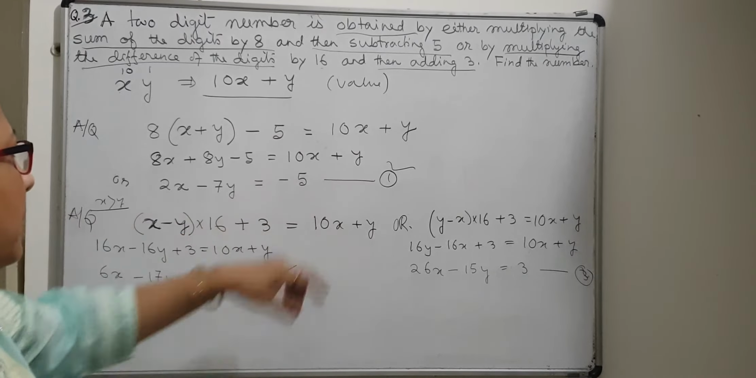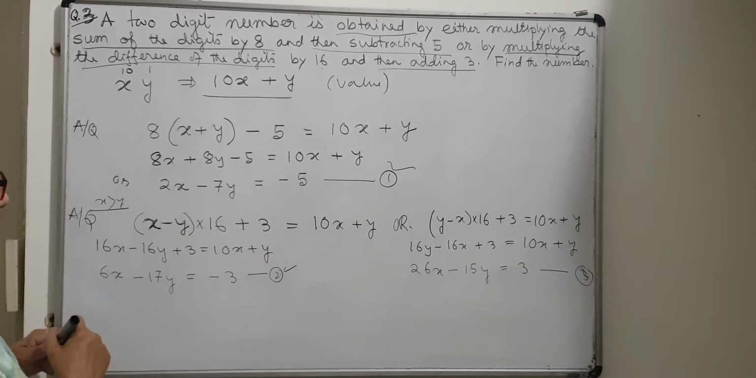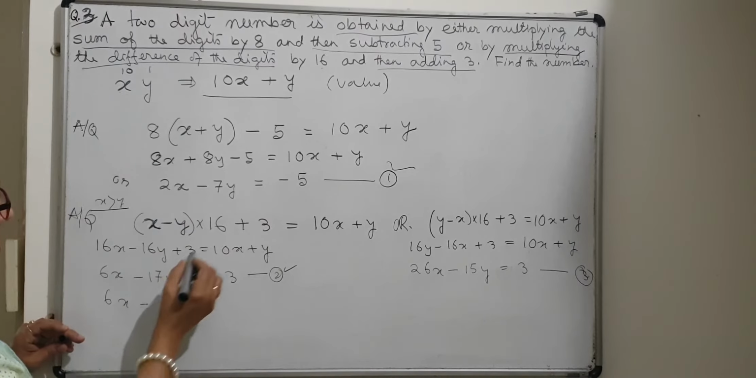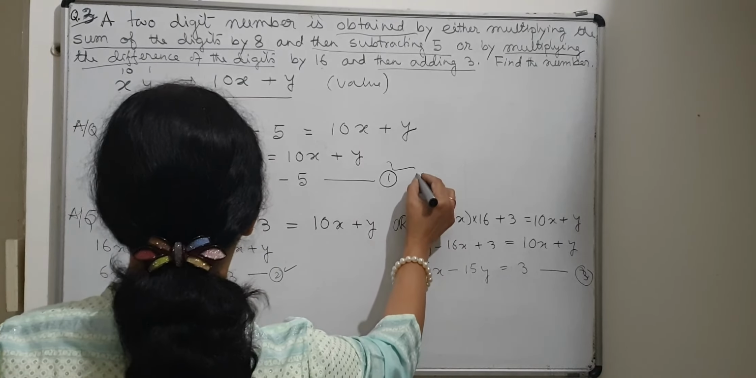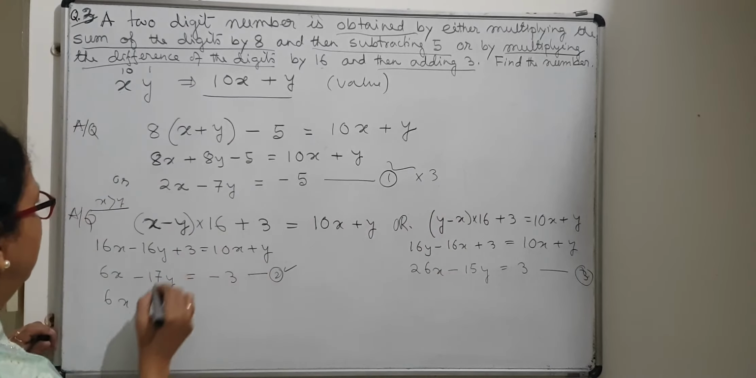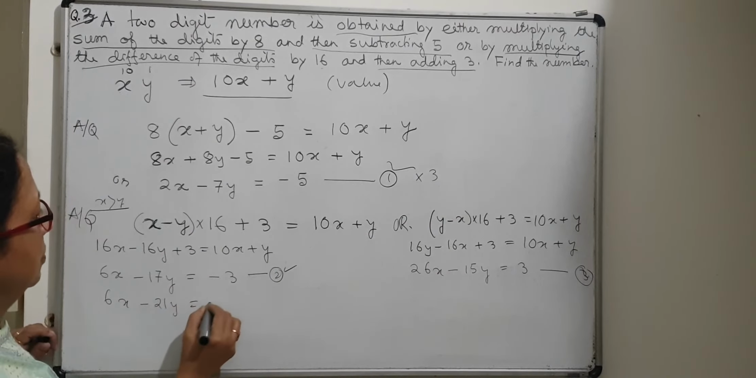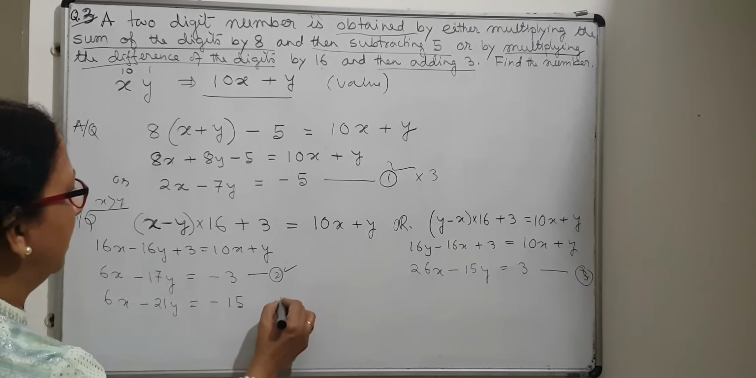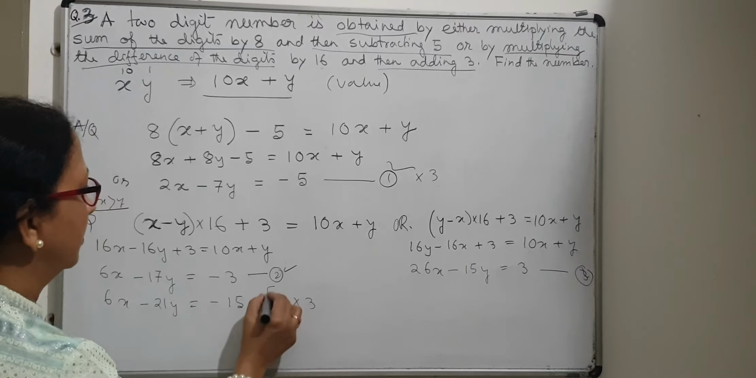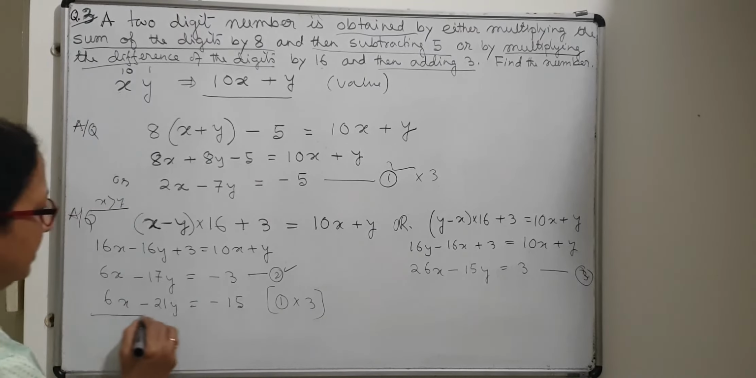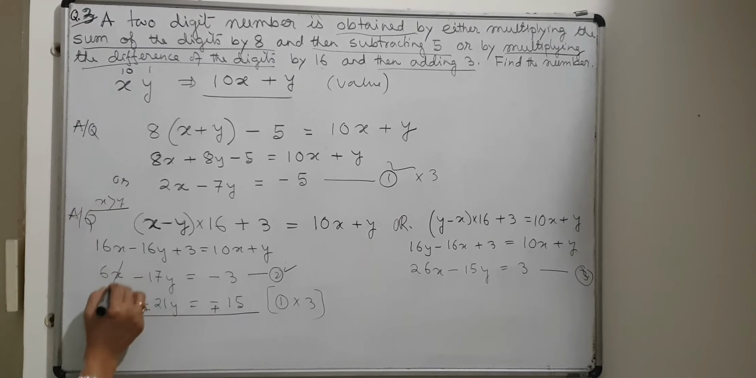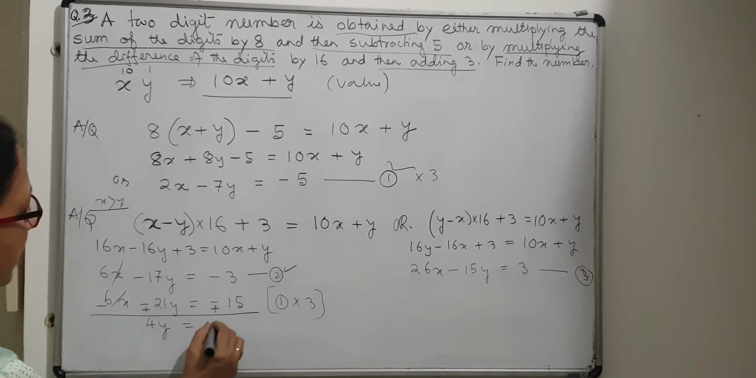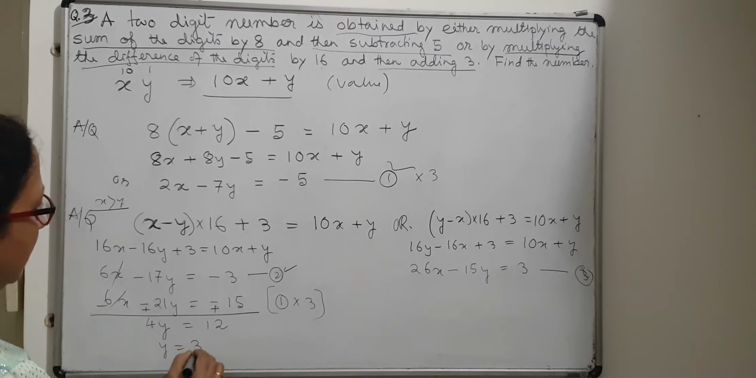I multiply equation 1 by 3. So if I multiply equation 1 by 3, then I'll get 6x minus, I'll multiply this by 3, so 3 7s are 21, y is equal to minus 15. That is how I got it, by multiplying equation 1 by 3. So I subtract, plus minus getting cancelled. So it is 4y is equal to 12. So y is equal to 3.